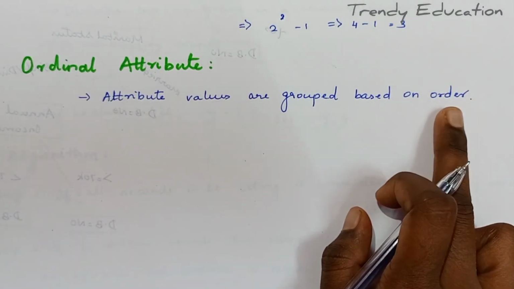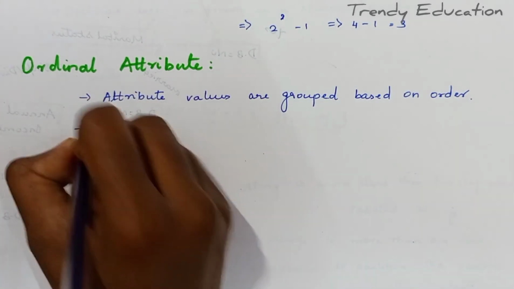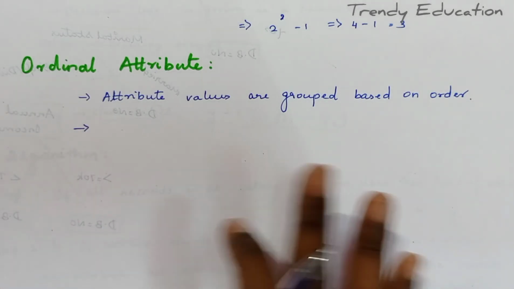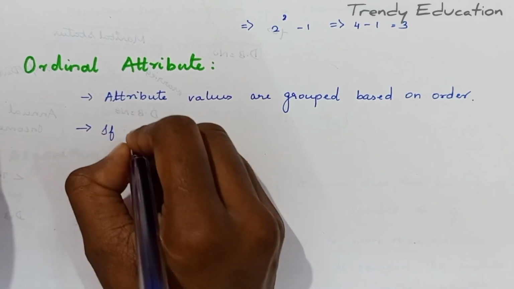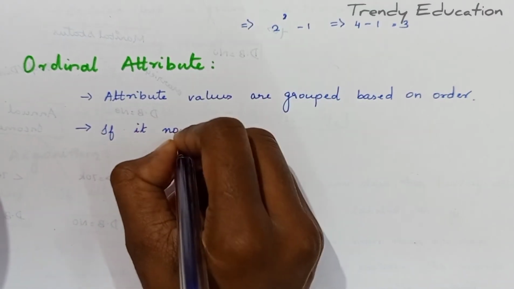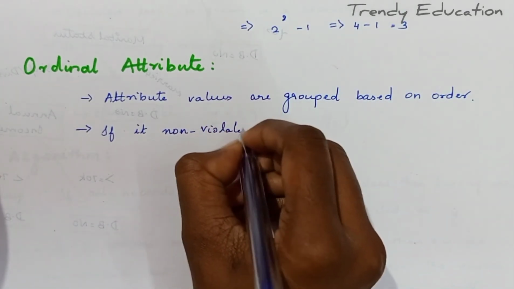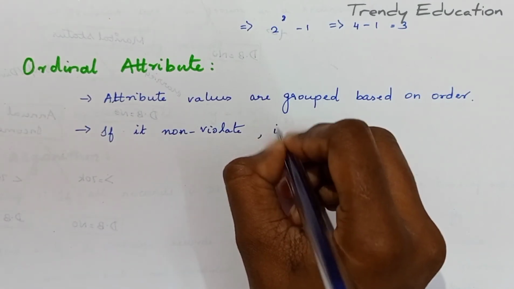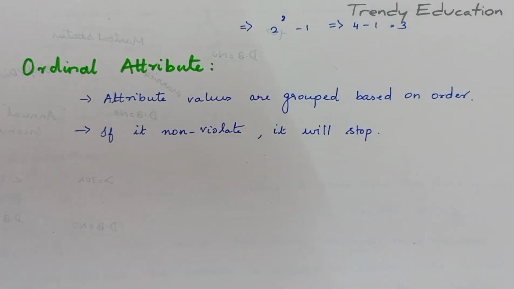If the order is violated, the grouping will stop. If the order is not violated, the grouping continues. So this is what the ordinal attribute is.